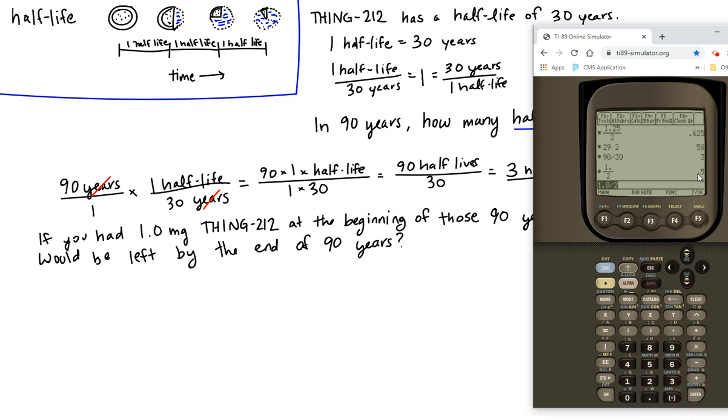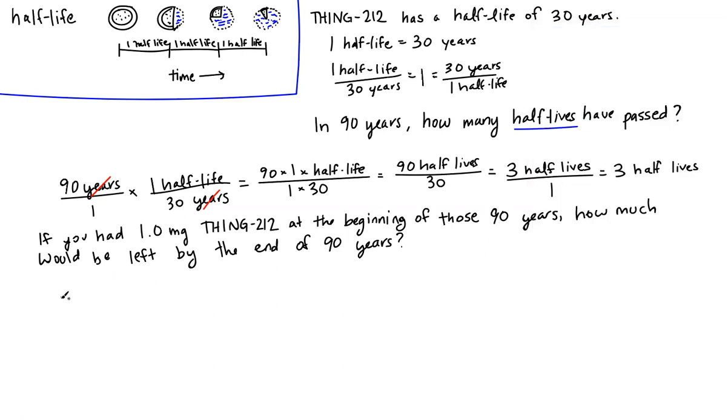If you see this answer here, it just says 0.5. So let's come in here and write down what we just did. Let's put at the start, we have 1.0 milligrams. So 1 half-life later, we have 0.5 milligrams of thing 212. Let's go another half-life now. So 1 more half-life. How many do we need?